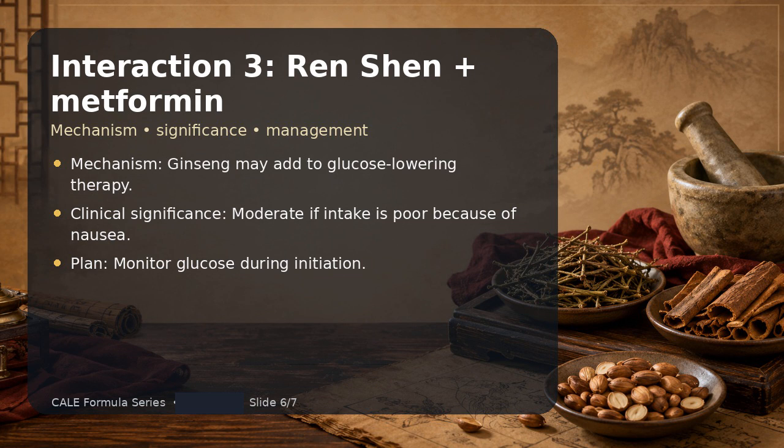I would explain to the patient that evidence quality varies across herbs, formulations, and studies. For that reason, I prefer conservative dosing, a reputable product, and close attention to symptoms and objective monitoring when appropriate.